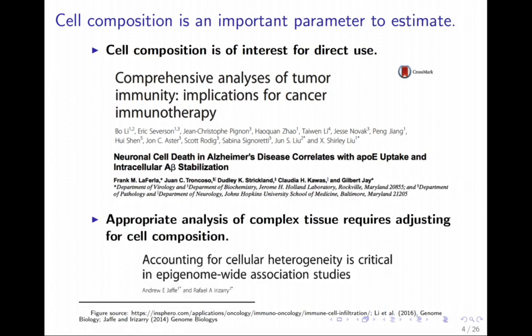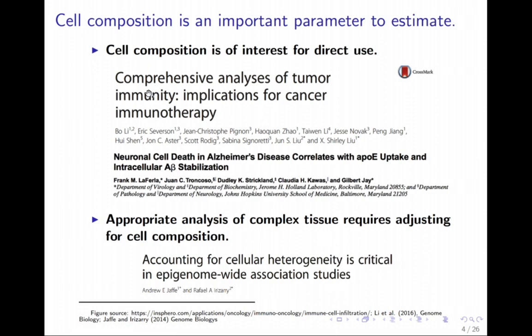The second reason is that in order to appropriately analyze high-throughput data, we should adjust for cell composition in the data analysis. In a study published in 2014, the two authors found that without accounting for cell composition in epigenome-wide association study, the results could be biased or even wrong.